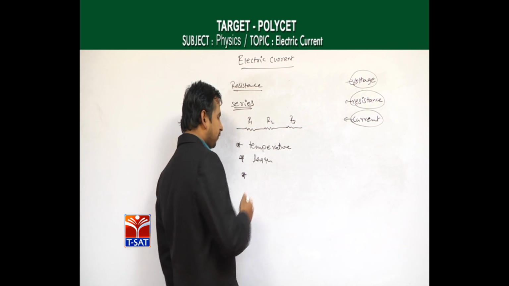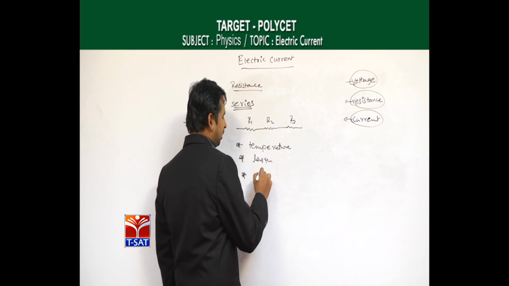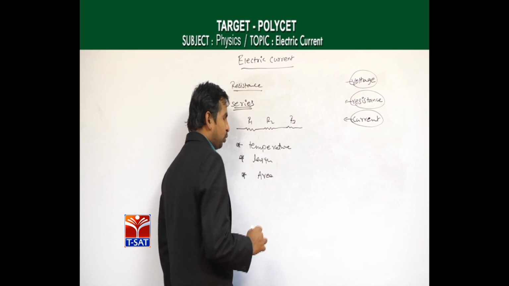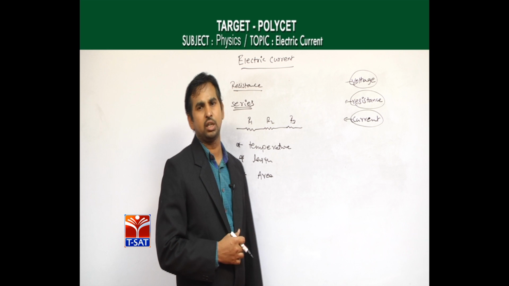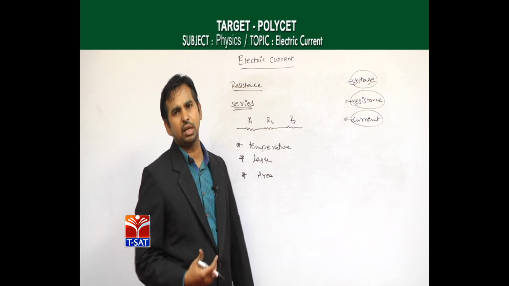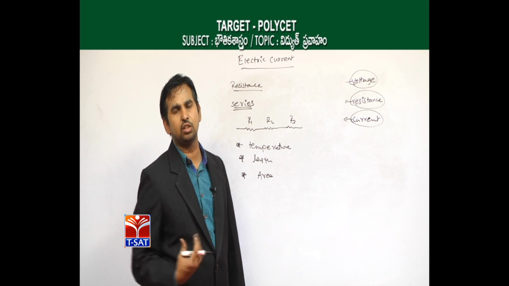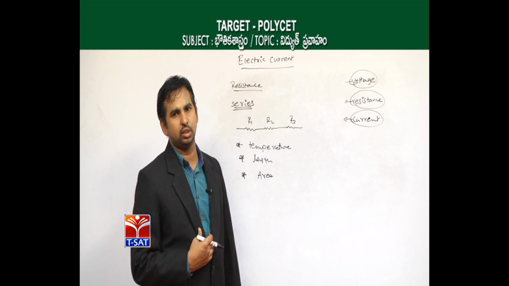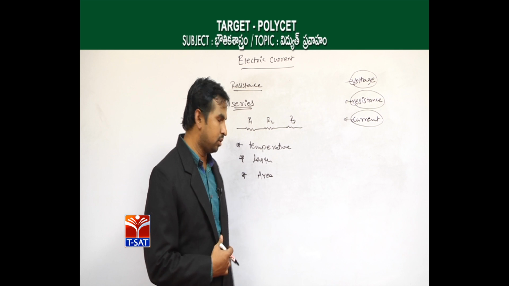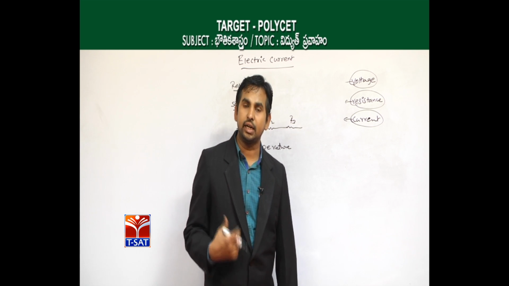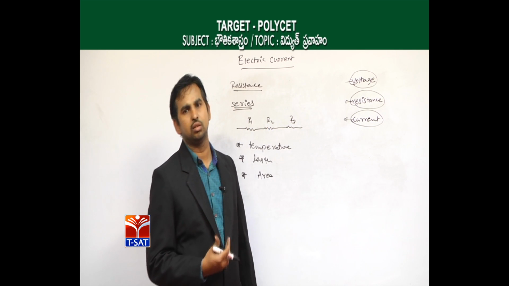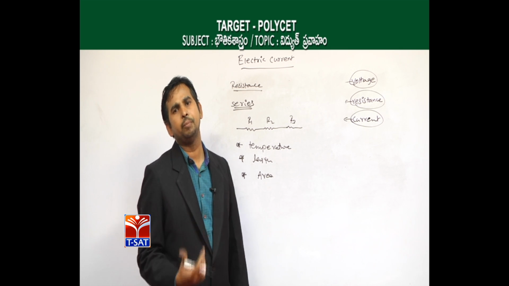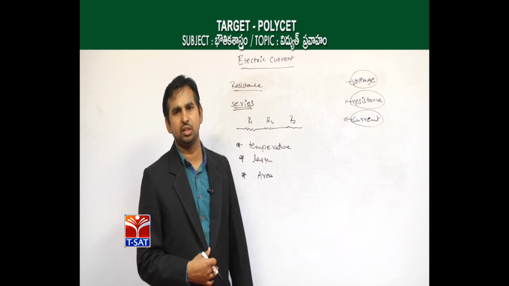If you are taking more and more area of cross section, then the thickness of the wire is more, which means the resistance value becomes less. At the same time, if the thickness is more, there is a chance of more electrons passing through it. So as the thickness increases, the conductivity of the current also increases, which means the resistance of the wire decreases.